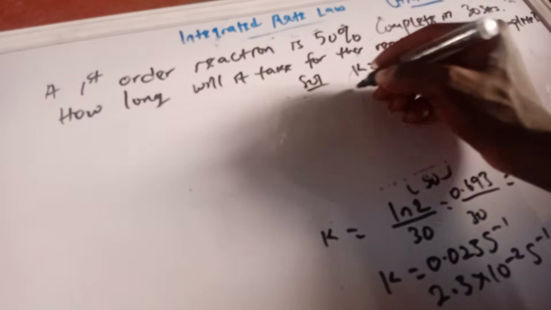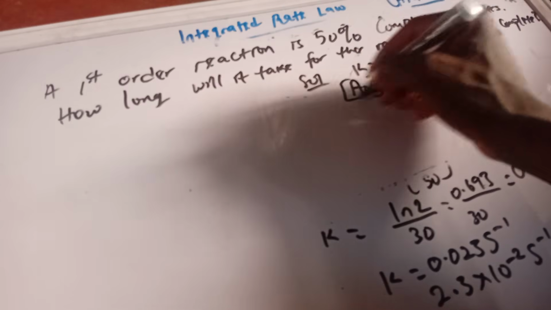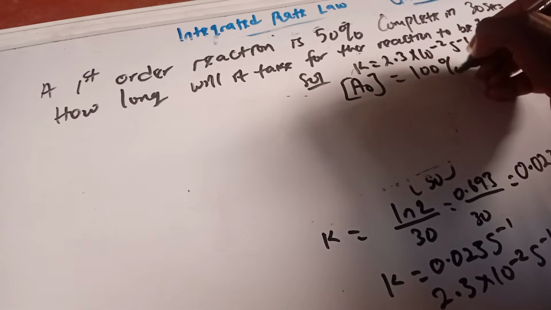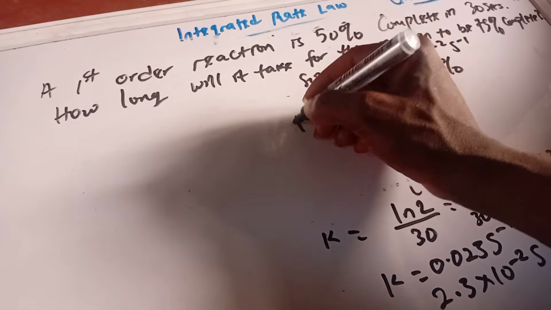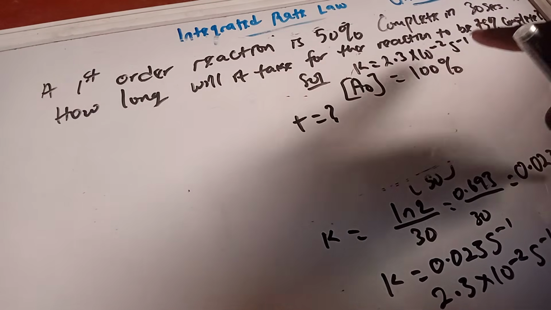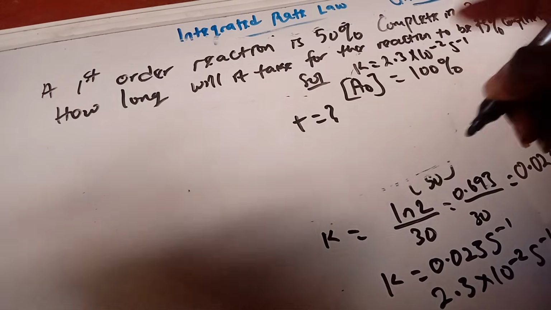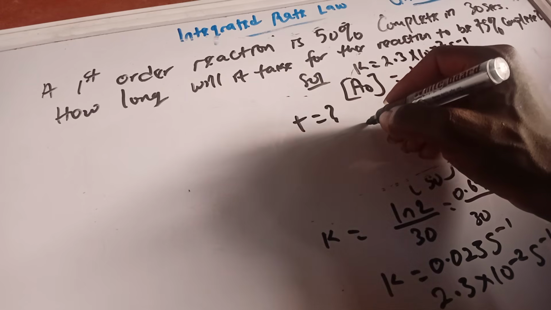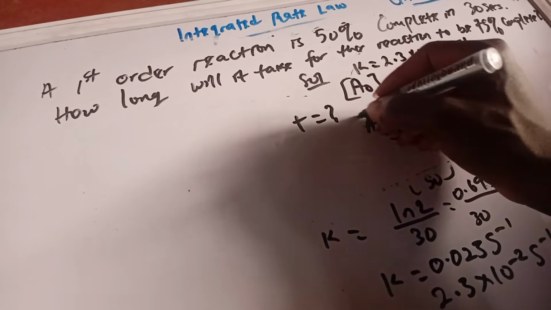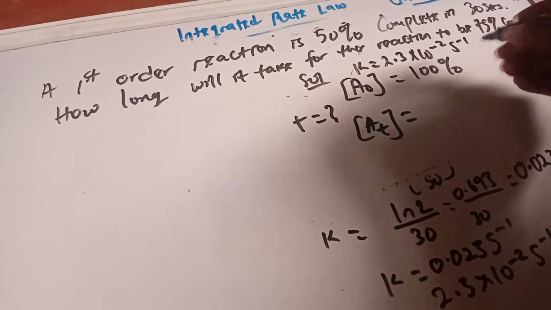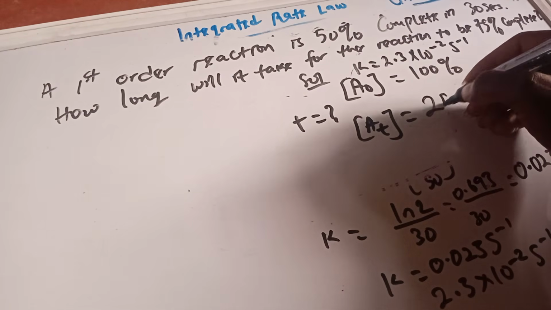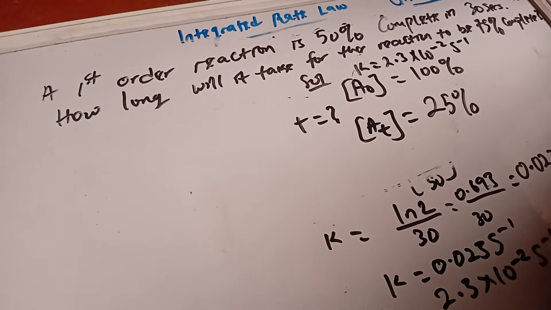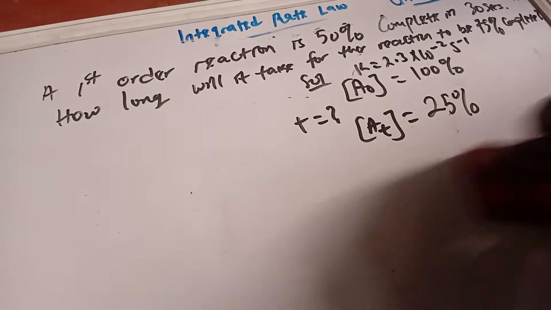So what's our initial condition? Initial concentration is still 100%. We are asked to find the time when it is 75% complete. If it is 75% complete, that means it will be 25% incomplete, 100 minus 75. That incomplete is equivalent to the concentration at a particular time t.